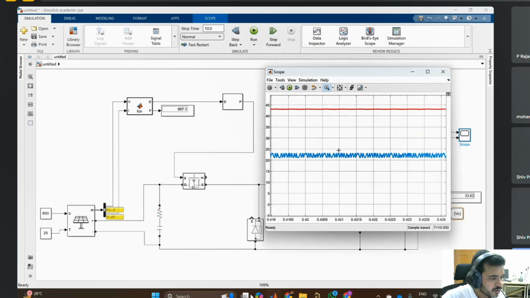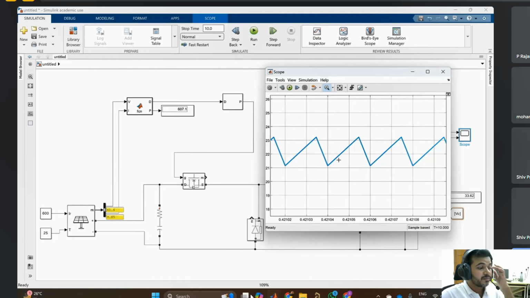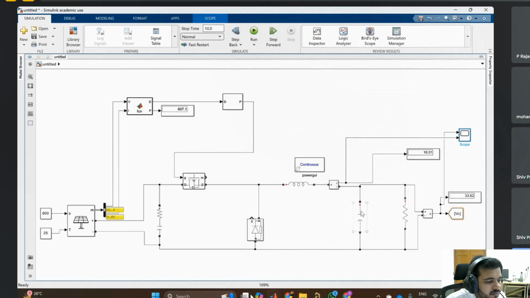At starting, approximately 22 ampere current is flowing at output current. This is the inductor current. The average of this one is the output current. Capacitor current you can see by using a current measurement.